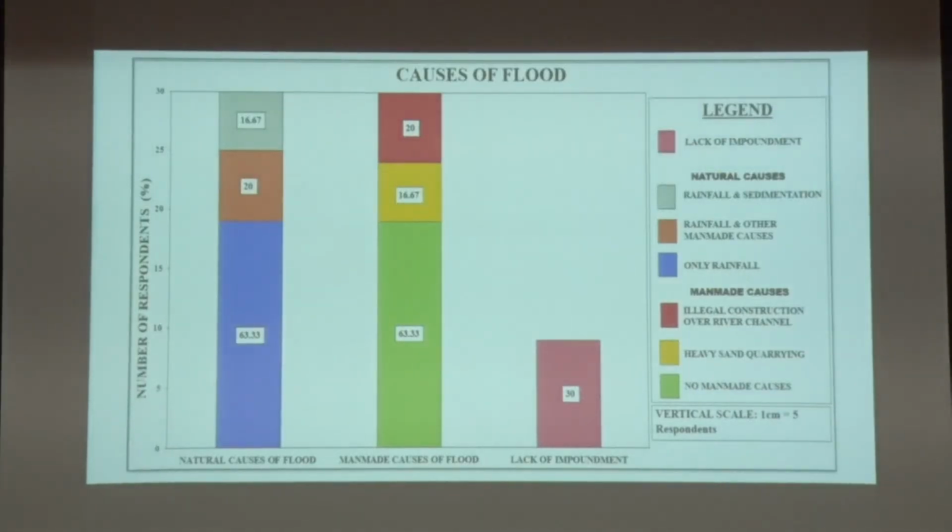As the cause of the flood, we can see natural and man-made causes. Most of the people have said only rainfall is the natural cause for the flood occurrence, and others said sedimentation, rainfall, and a few other man-made causes are also responsible. In the case of man-made causes, we can see that illegal construction over the river channel is responsible, and then heavy sand quarrying is also responsible. A few respondents also said that lack of impounding is also responsible for the occurrence of flood.